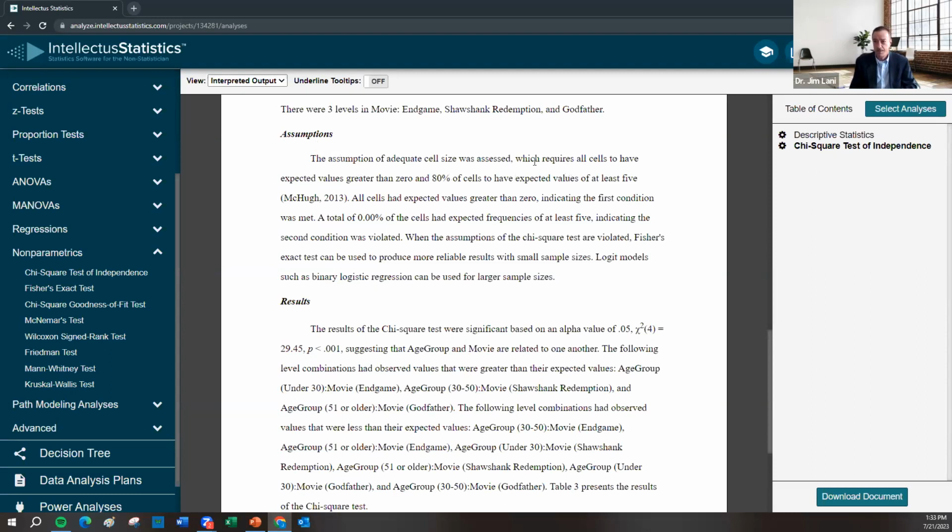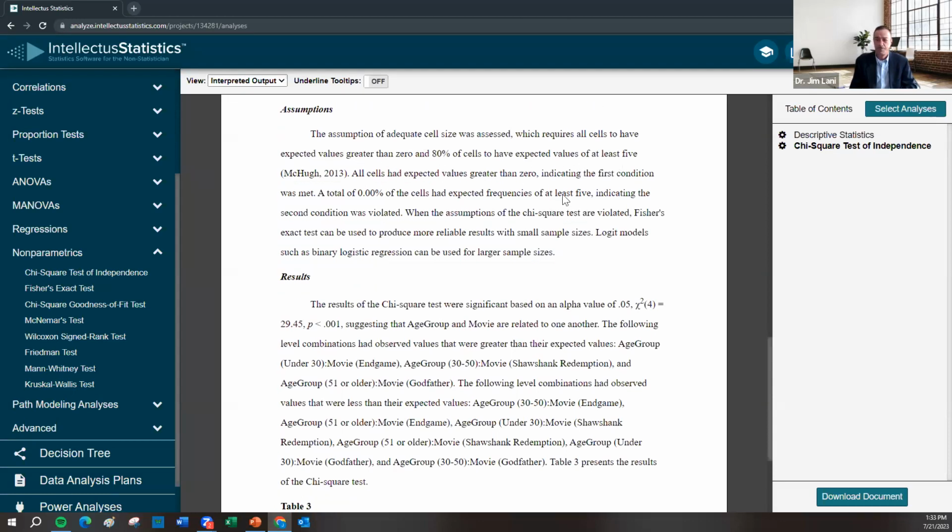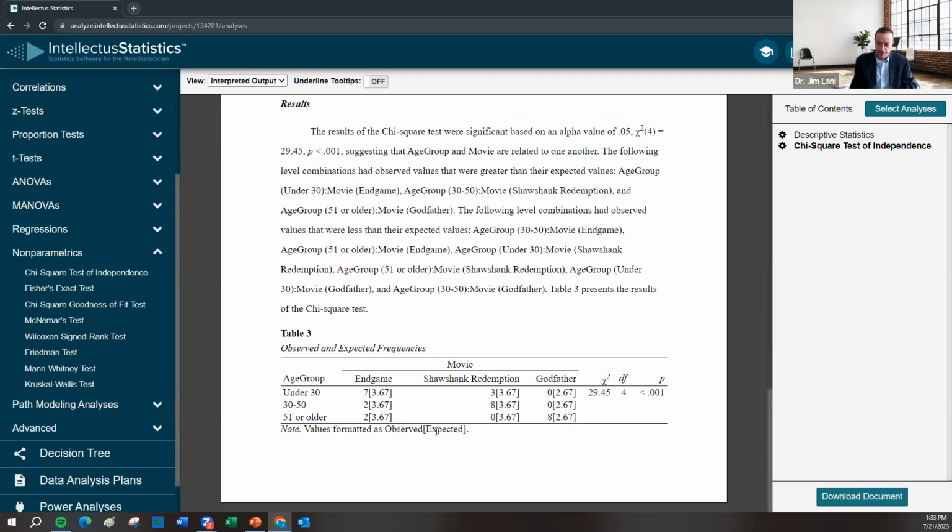All cells have an expected value greater than 0. 80% of the expected values are at least 5. So what we're talking about here is that in this APA table, I have age group here and the movies here. You can see in the note that the number outside of the parentheses is what's observed, and what's inside is what is expected. And this calculation is to calculate the expected value.